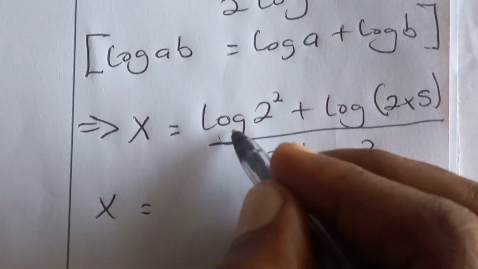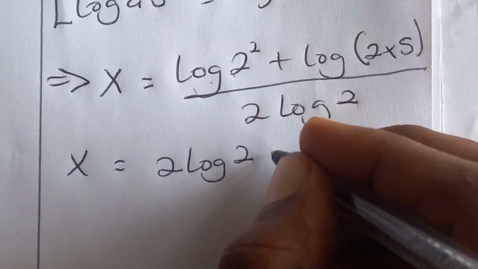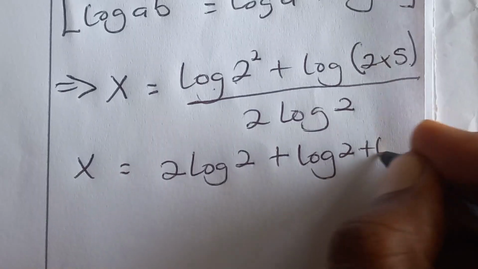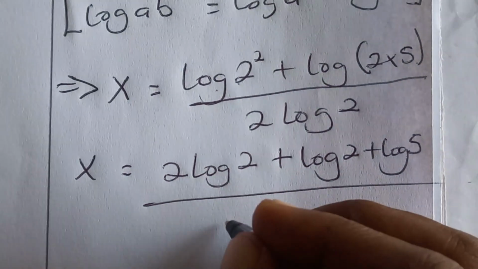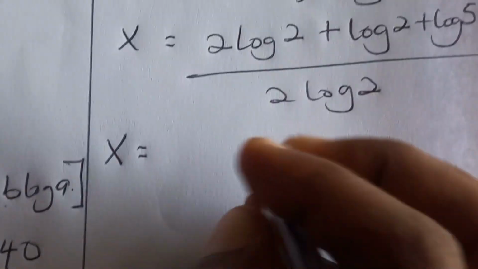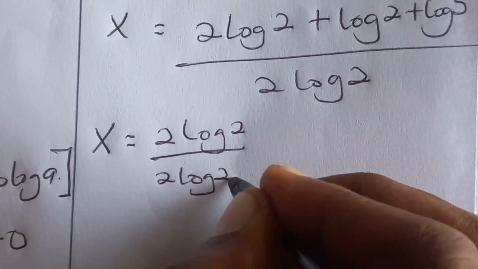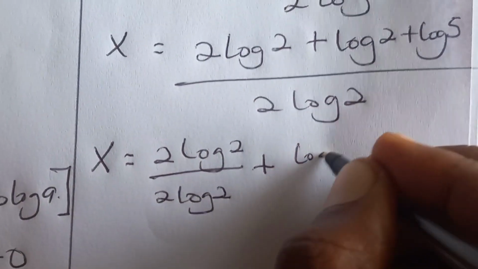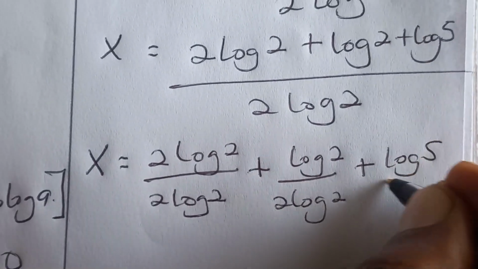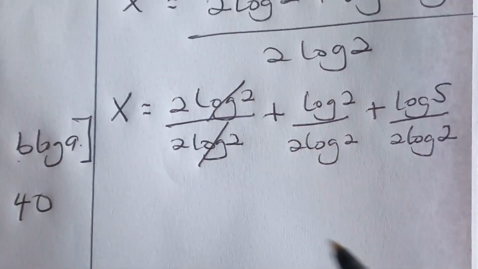And here we have log 2 exponent 2, so we can write it as 2 log 2 plus, and this one is the same as this expression, which is log 2 plus log 5, all on 2 log 2. In this case, we can say that x is equal to 2 log 2 on 2 log 2 plus log 2 on 2 log 2 plus log 5 on 2 log 2, like this. You can see that this one will cancel out, giving us 1.